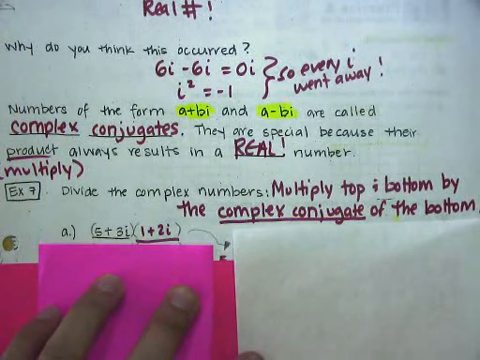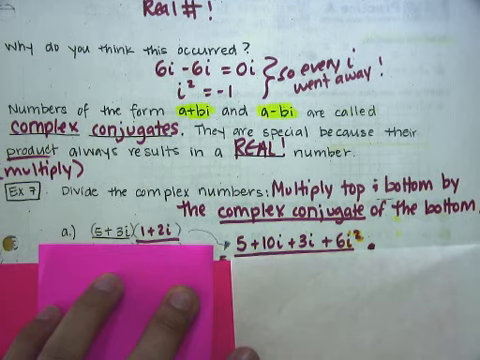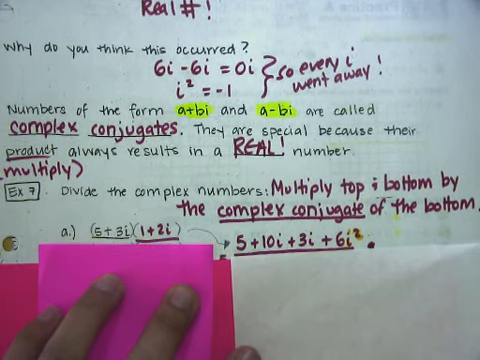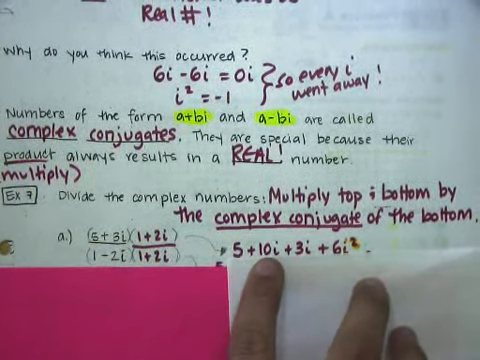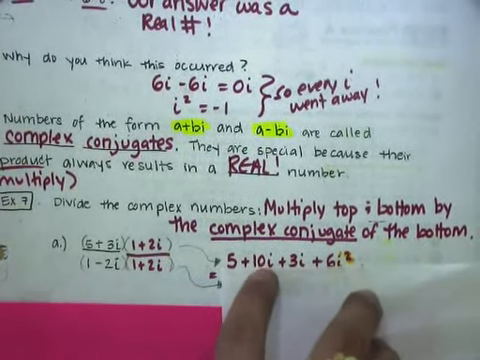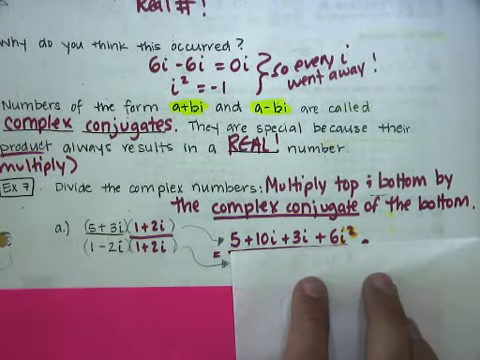Alright, hopefully you got 4 terms. These are the 4 that I got. Now do the same thing on the bottom. Multiply out the 1 minus 2i times the 1 plus 2i. And then in just a minute I'll reveal what I got when I multiplied it out.